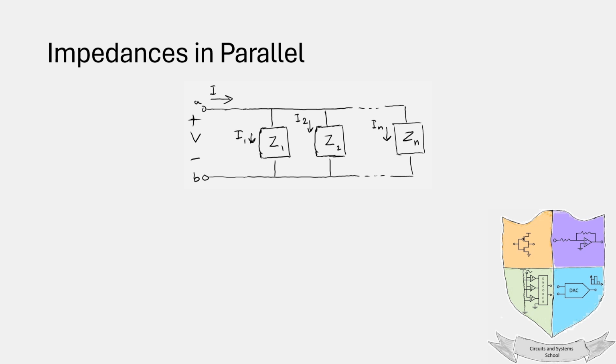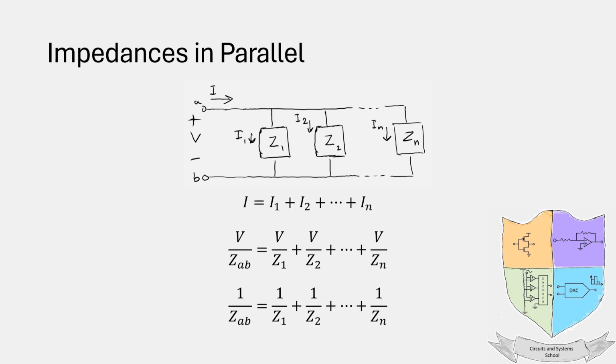Now consider the case of parallel impedances. We apply Kirchhoff's current law and represent each individual current as the voltage phasor divided by the individual impedance. Because the voltage across all the impedances is the same, it disappears from both sides of the equation and we obtain an expression for the equivalent impedance.